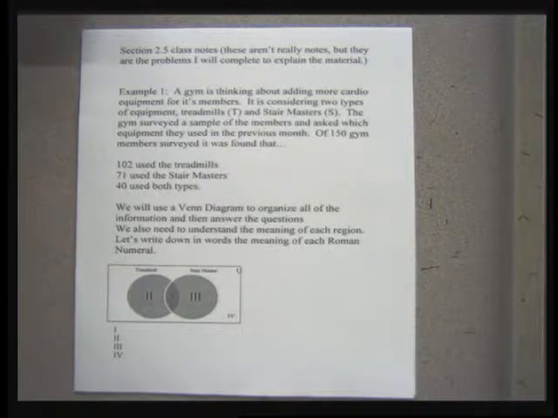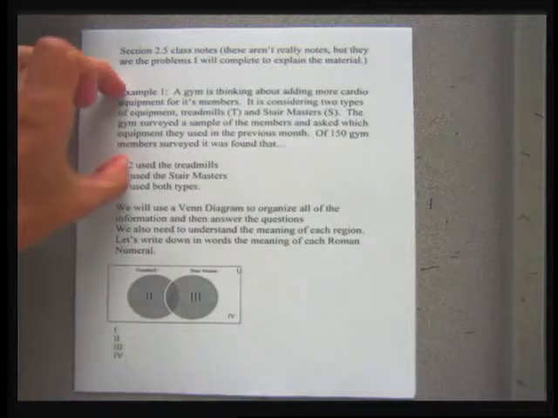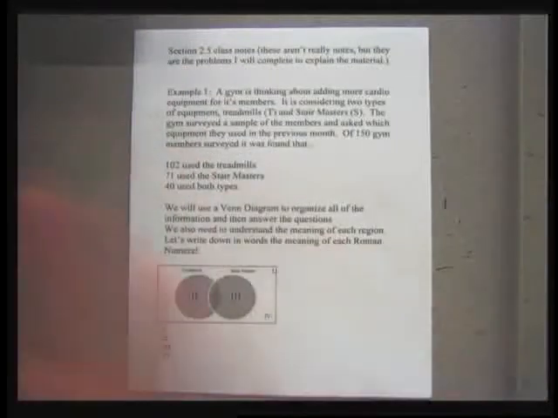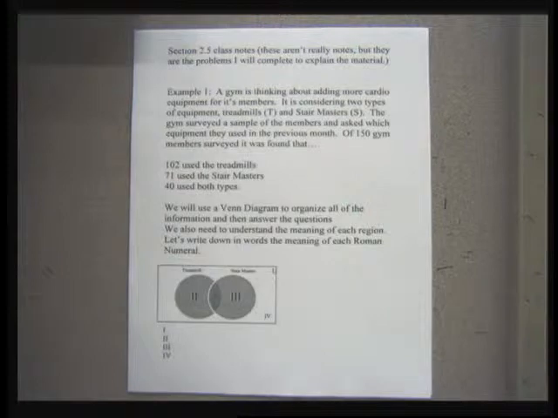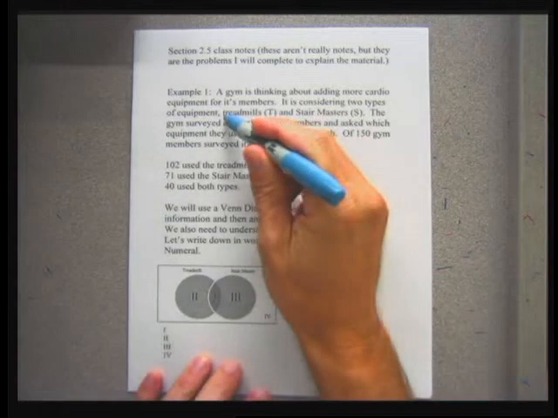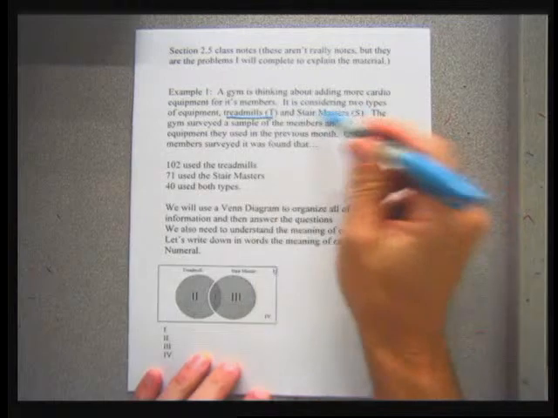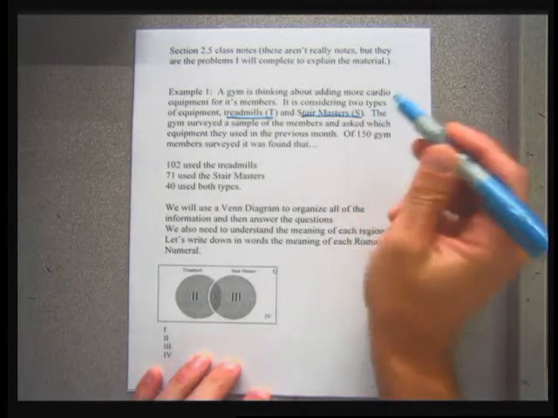So I'm going to go through a few examples. They're all from the book. I think this example 1 is in the warm-up part of section 2.5. This particular problem talks about a gym. The gym has treadmills and Stairmasters for cardio. It may have other things, but we're just talking about treadmills and Stairmasters.